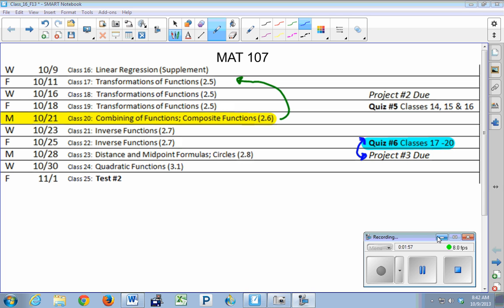Good. So Friday will be section 2.6 instead of transformation of functions. And then nothing else is switched since you already have it anyway.